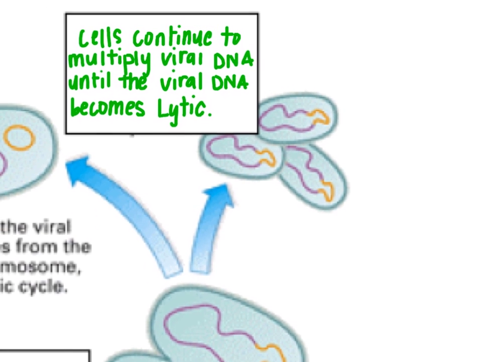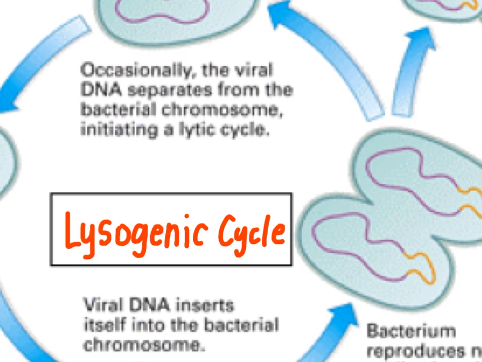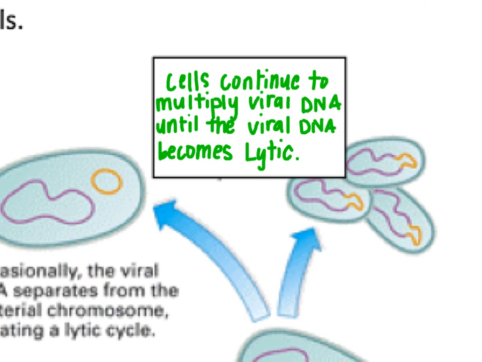Now, we call this cycle the lysogenic cycle because really nothing bad has happened yet. The bacteria is just reproducing like normal, doesn't realize anything is wrong. And so your bacteria are multiplying, you're getting lots of these bacteria that have been infected. But at some point, the viral DNA will become lytic, and instead of staying in the lysogenic cycle and just reproducing, it's going to move over into the lytic cycle.